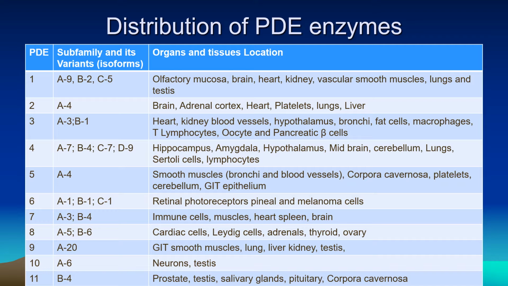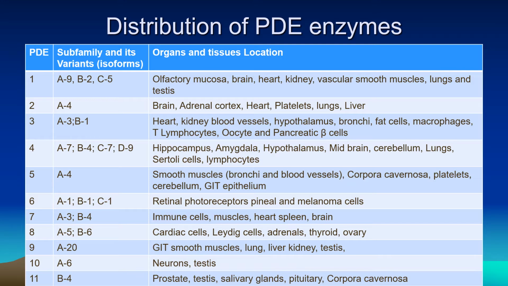Now phosphodiesterase 1 has 3 subfamilies, and each subfamily has a number of variants. For example, A has 9, B has 2, and C has 5. Now phosphodiesterase 1 class is present in olfactory mucosa, brain, heart, kidney, vascular smooth muscles, lungs, and testes. That means tissue distribution is wide. Whereas phosphodiesterase 2 has only one subfamily with 4 variants. It is mainly found in brain, heart, adrenal cortex, platelets, lung, and liver.